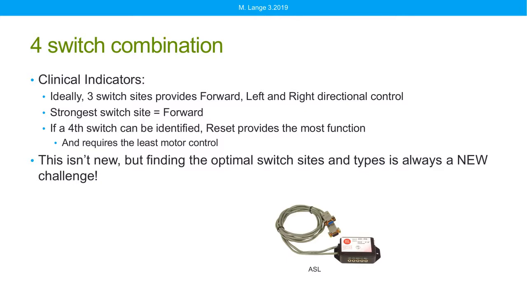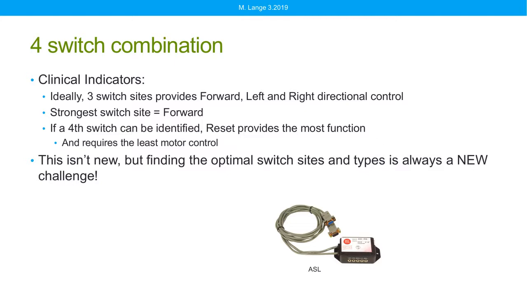It changes the mode of operation of the chair. So typically a chair is in driving mode. I hit my reset or mode switch and I tell it I want to do something else, like control my power tilt system, for example, or control reverse. So that 4th switch site gives me the function of reverse as well as other functions as well. And it requires the least amount of motor control because I don't have to hit my reset switch at a specific time. I don't have to hold it down. I don't have to release it at a specific time.